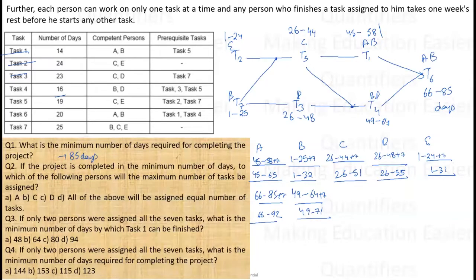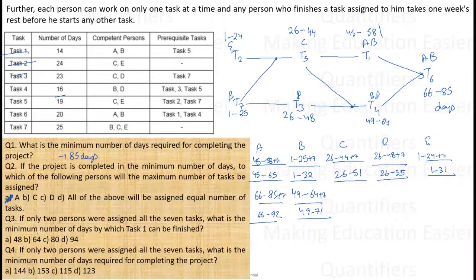If the project is completed in minimum number of days, which of the following person will be doing the maximum number of tasks? A, C, D. A is doing 2, C is doing 1, D is doing 1. Since it is said from the following, I will mark it as A. Right? It is not asking us independently or anything, because A and B both are doing 2 tasks in the process. Right? Okay, done. So this question is complete.